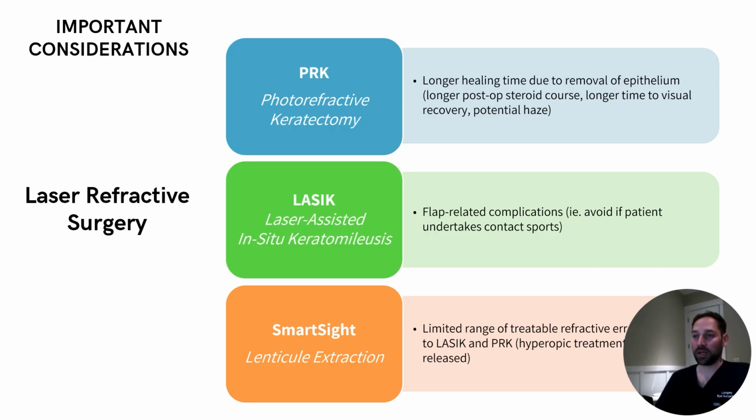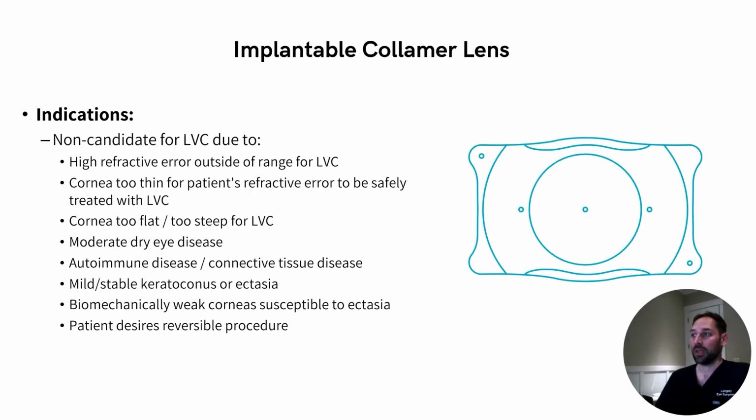We also have this thing called an implantable Collamer lens. This is a good option for patients that have something wrong with their cornea or have significant dryness of the eyes, and so they're just not candidates for a laser procedure on the cornea. This is a lens implant that is passed through the cornea through a tiny 3mm incision. It's slipped underneath the iris in front of the patient's own natural lens, and it gets rid of their glasses prescription.